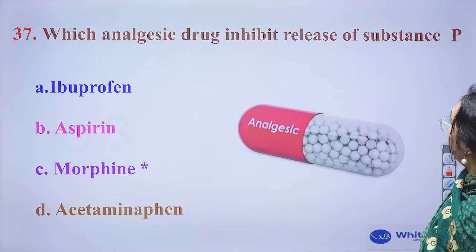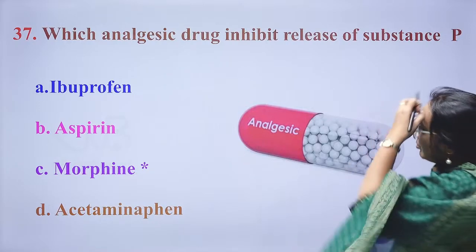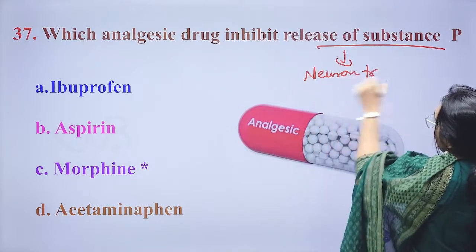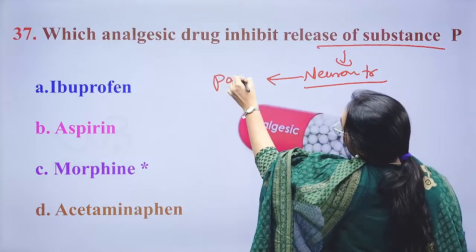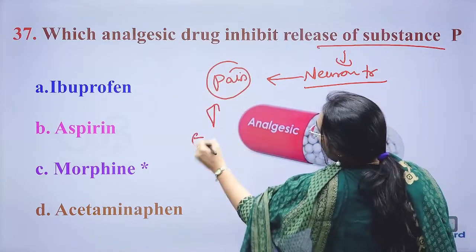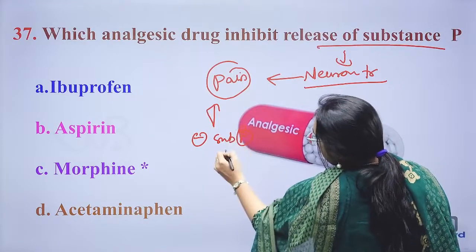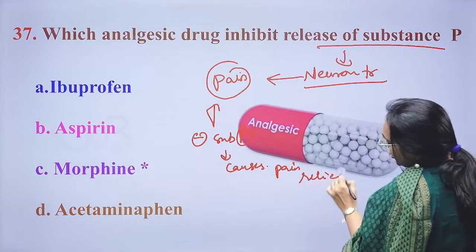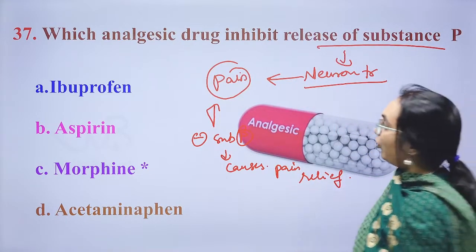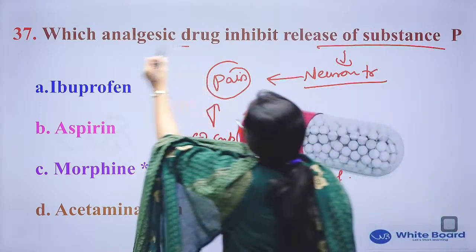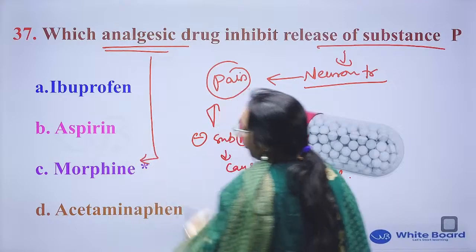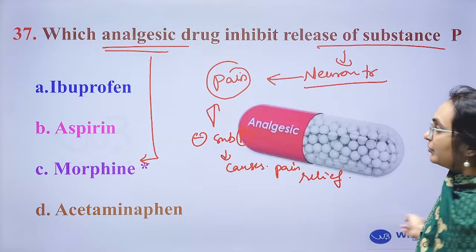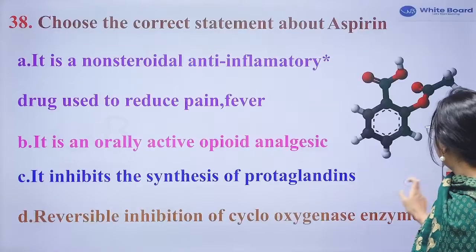Next question. Which analgesic drug inhibits the release of substance P? Substance P is a neurotransmitter that is responsible for pain. So, inhibition of substance P causes pain relief. Therefore, here substance P is inhibited by the analgesic drug morphine, which inhibits the release of substance P and therefore morphine causes pain relief. So, answer here is C. 37 answer is C.